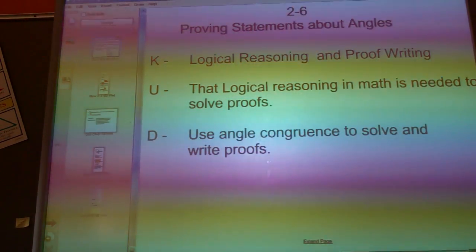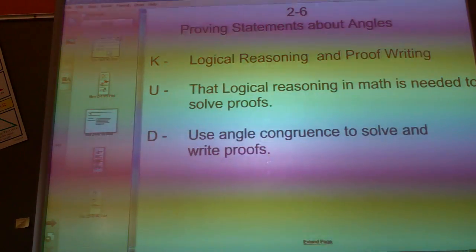This is chapter 2-6, proving statements about angles, part 3.